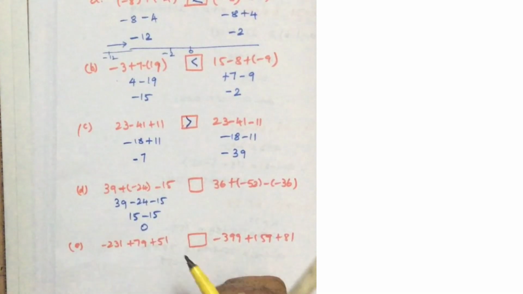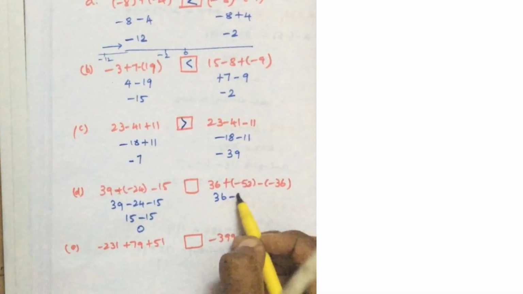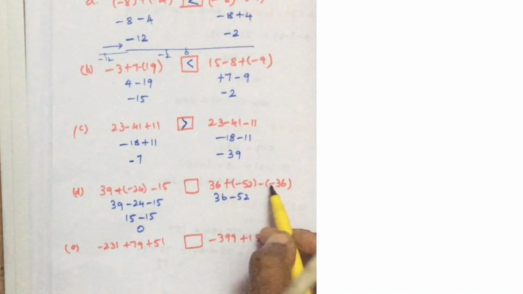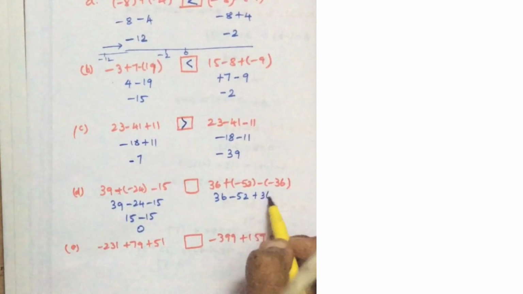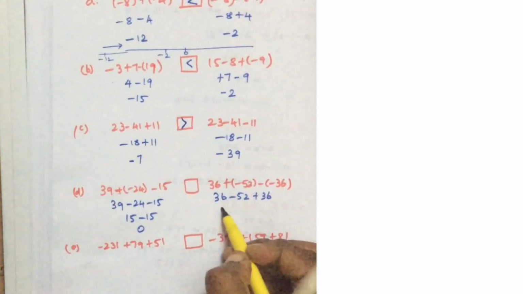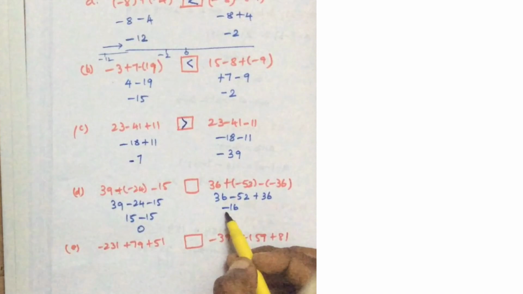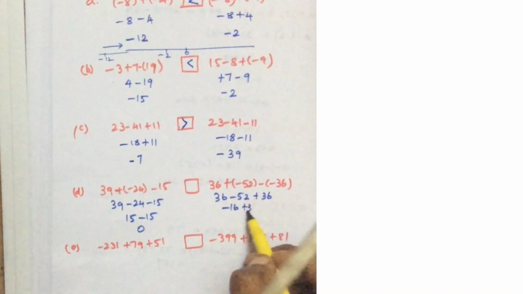15 minus 15, 0. Here it is 36 plus into minus, minus 52. This minus into minus becomes plus 36. Okay. 36 minus 52 is, subtract, 16. So 52 is the biggest number, give a negative sign, plus 36.